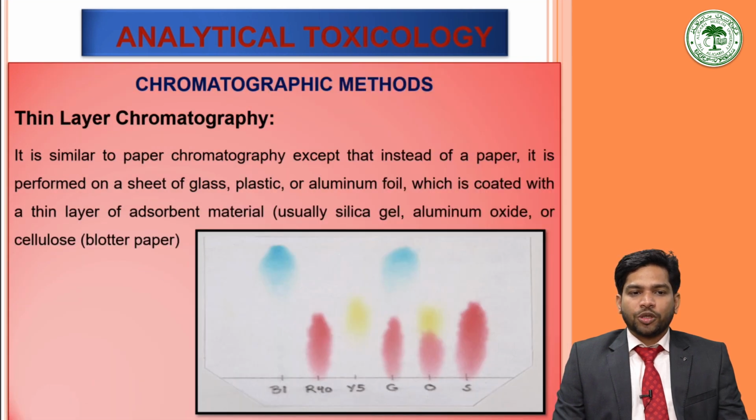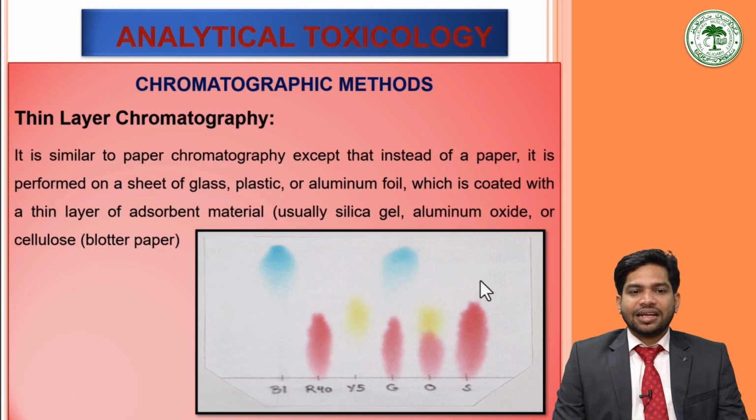Then thin layer chromatography. Thin layer chromatography is similar to paper chromatography, except that instead of paper it is performed on a sheet of glass, plastic or aluminum foil, which is coated with a thin layer of adsorbent material, usually silica gel, aluminum oxide or cellulose, or on blotter paper. This is the simplest analytical technique, commonly used for qualitative screening of large batches of samples employed in many poisons like organophosphates.